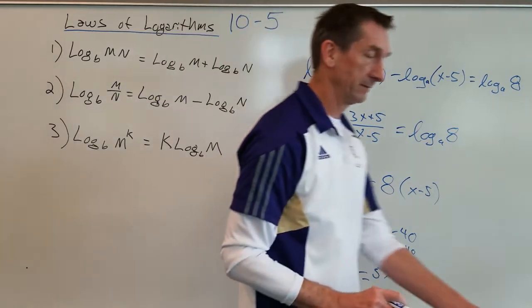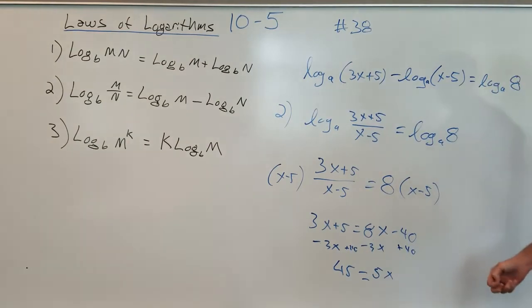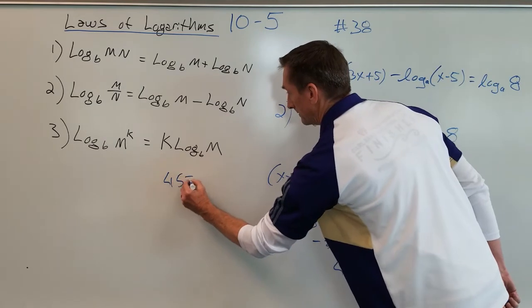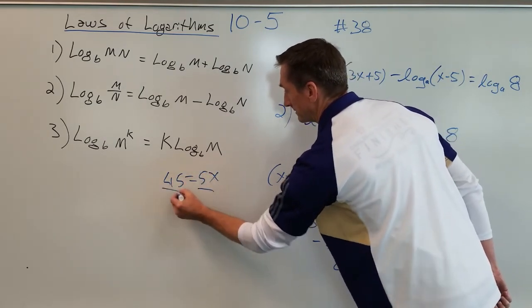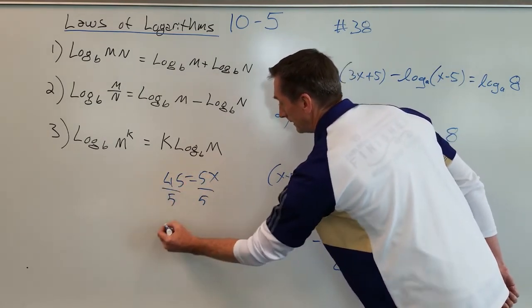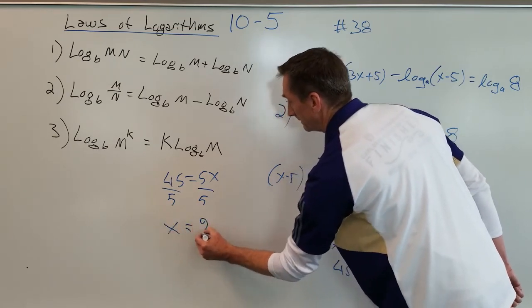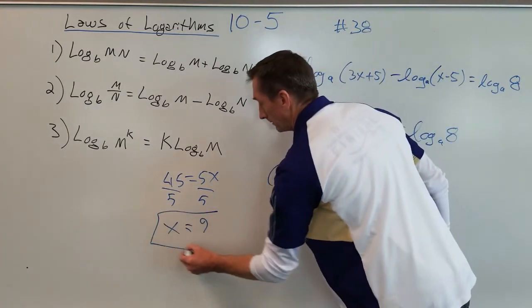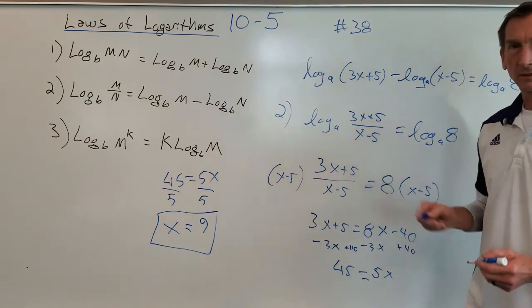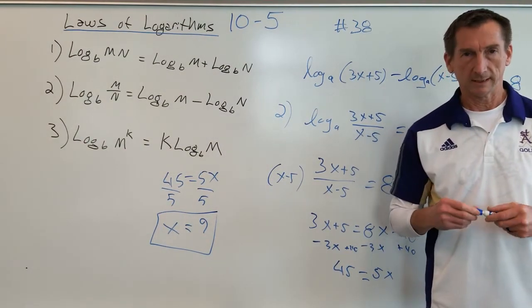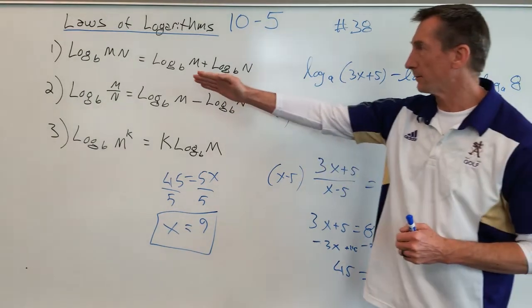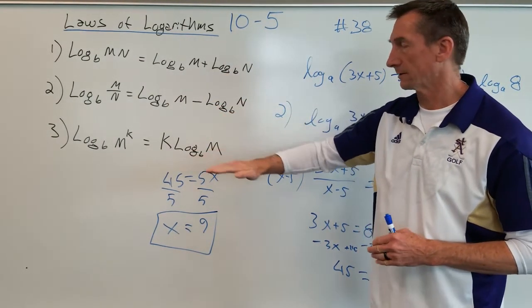Okay, moving over here for a little more space. Let's go ahead and take this 45 is equal to 5x. Divide both sides by 5, and x is equal to 9. Okay, so that's how we solve this type of problem. Okay, so that's 38. This is one of the more challenging problems you'll have to deal with today on this assignment. So you should be able to handle the rest no problem, remembering these laws of logarithms.